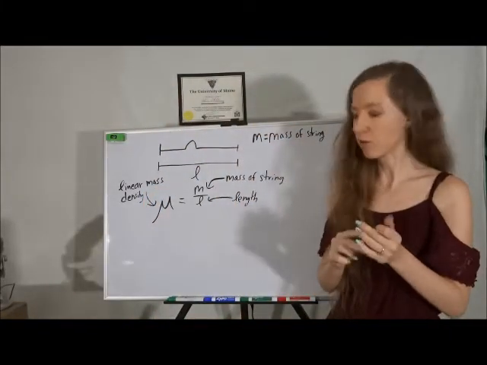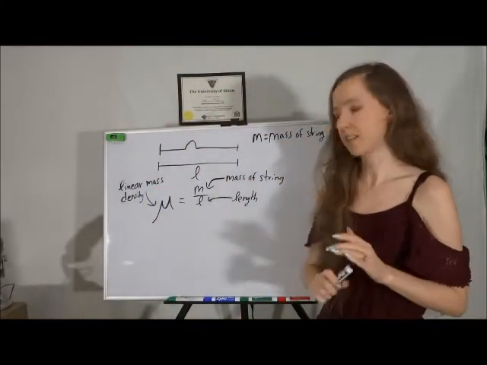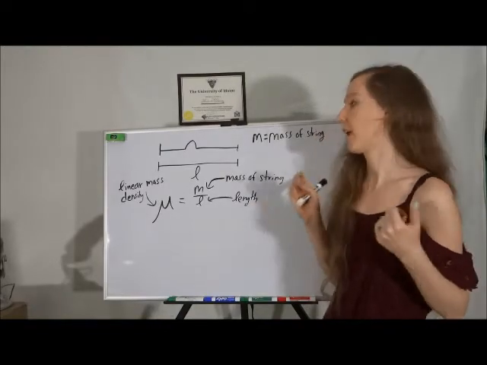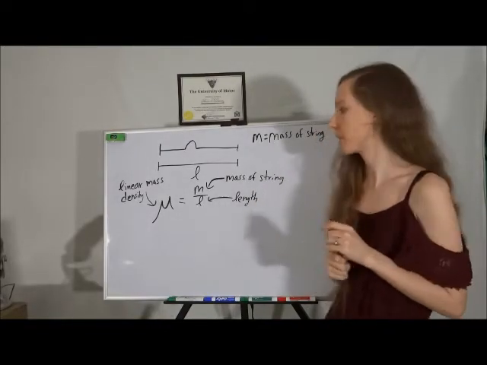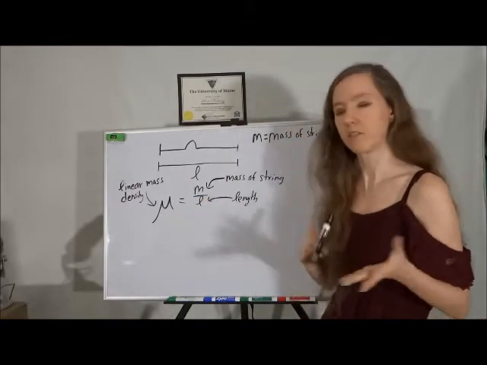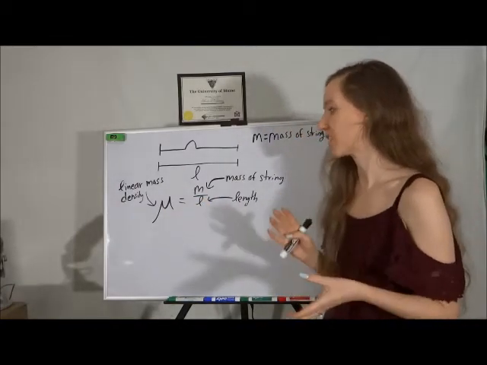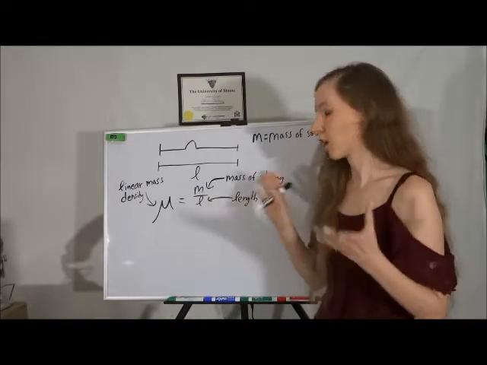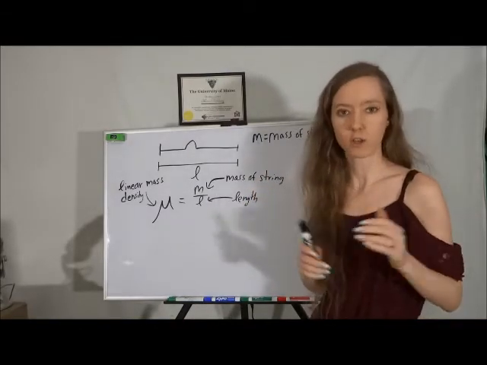And it turns out that the linear mass density has a big impact on how fast our wave can travel. So if mu is really big, the wave is going to move more slowly. If mu is really small, then our wave is going to move faster through our material.